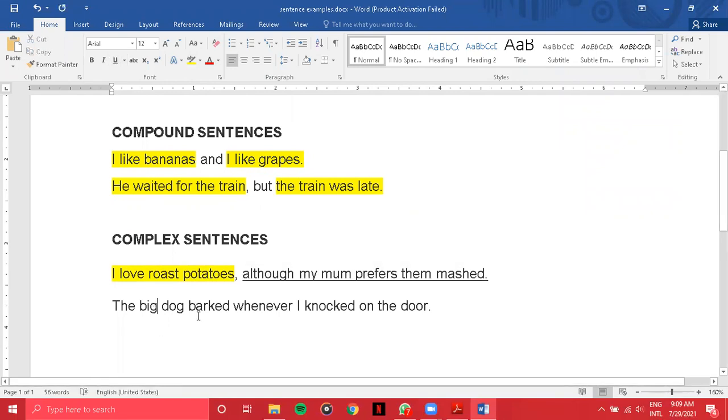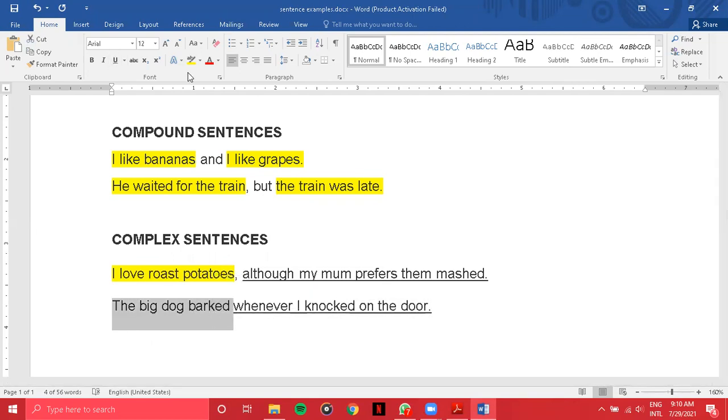What about the second sentence? What would be the subordinate clause in the second sentence? Whenever I knocked on the door. And whenever should be the connective. Exactly. And this, the big dog part, will automatically become the main clause.